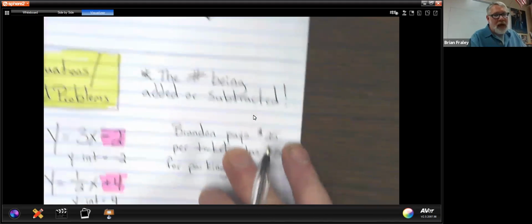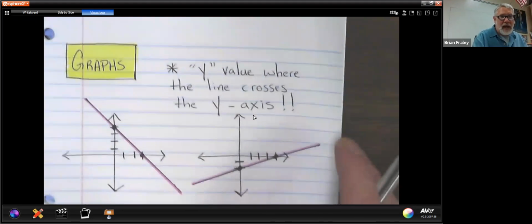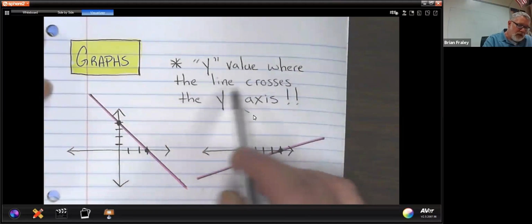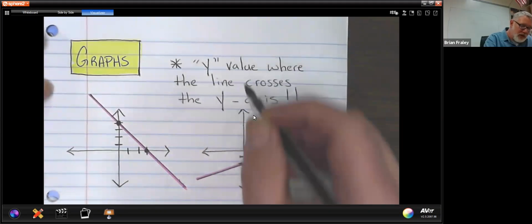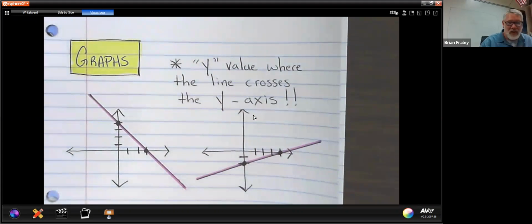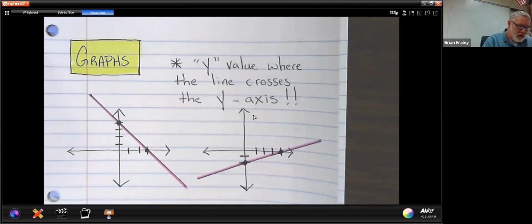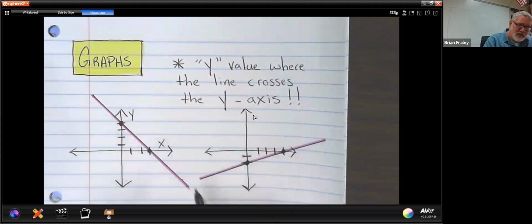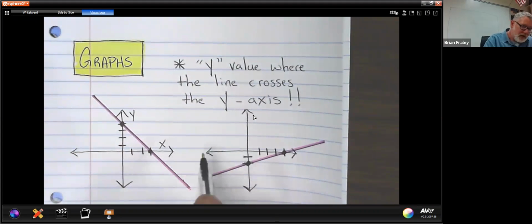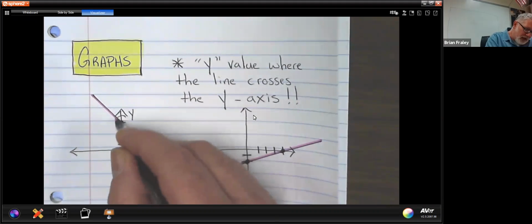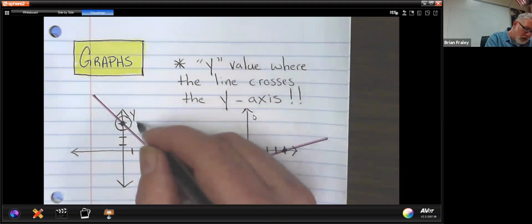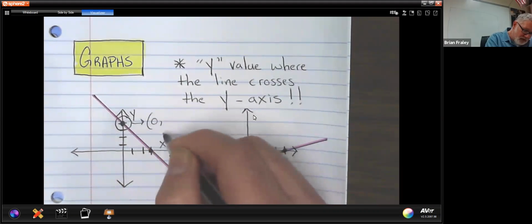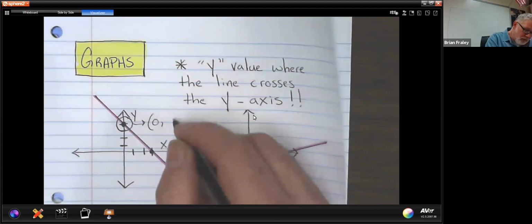Turning over to graphs, looking at graphs. With graphs, the y value where the line crosses the y-axis. Make sure you understand that this is your y going up and down, and this is your x. Some kids look at the x-axis. So where my line crosses is right here. Well, the coordinates of that are x is 0, which makes sense, and y is 1, 2, 3, 4.